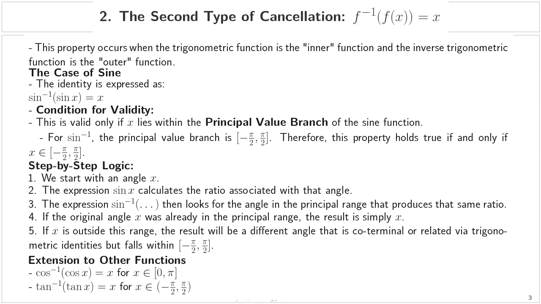This same principle extends to other trigonometric functions. For cosine, inverse cosine of cosine x equals x, provided that x is within the interval from 0 to π. Similarly, for tangent, inverse tangent of tangent x equals x, as long as x is between -π/2 and π/2. To make these concepts more intuitive, in the next slide, we will use a lock and key analogy to better understand these restrictions.